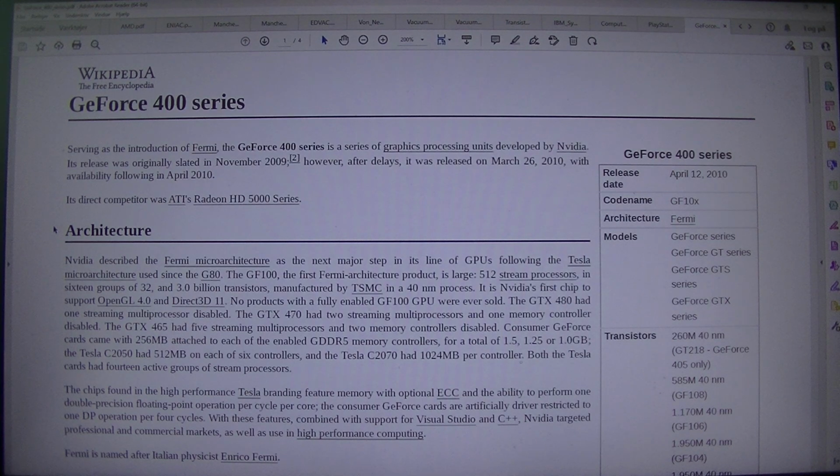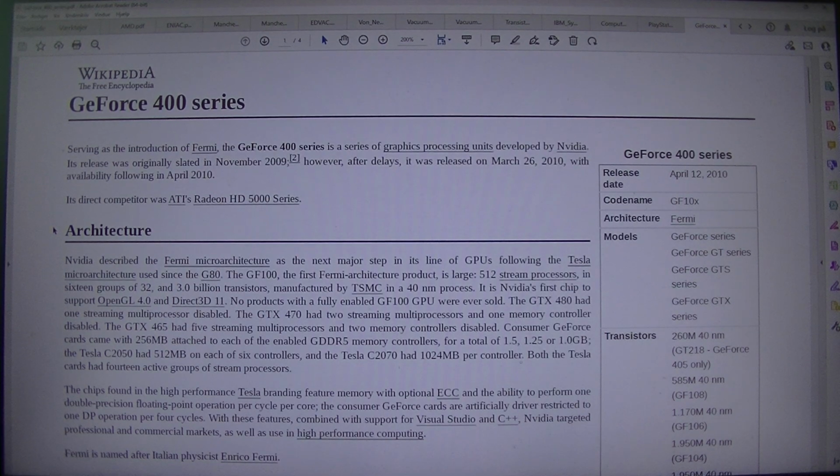Architecture. Nvidia described the Fermi microarchitecture as the next major step in its line of GPUs following the Tesla architecture used since the G80. The GF100, the first Fermi architecture product, is large: 512 stream processors in 16 groups of 32, and 3.0 billion transistors, manufactured by TSMC in a 40nm process. It is Nvidia's first chip to support OpenGL 4.0 and Direct3D 11.